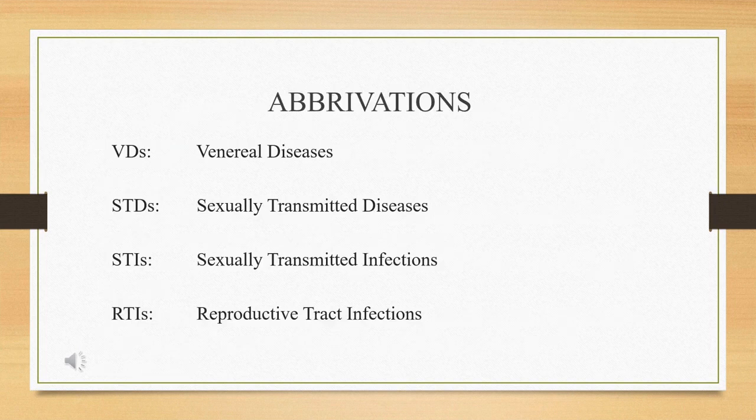Different terms are used for these infections, and terminology has evolved from venereal diseases or VDs to sexually transmitted diseases or STDs and sexually transmitted infections or STIs. VD is the old term used for this group of infections, which was changed and they were known as STDs. Since many STDs don't have symptoms, the new term used for these infections is sexually transmitted infections or STIs.